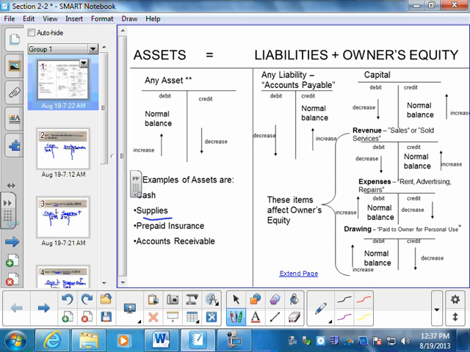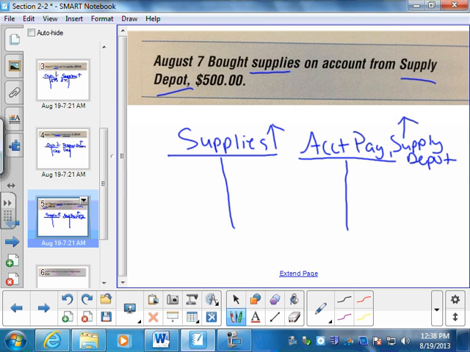So we got some supplies. It's an asset. And our supplies went up, so we want to debit supplies. We also have a liability, an account payable. Now our account payable went up, and so in order for it to go up, we credit it. So we're going to debit supplies and credit our account payable. So we're going to go back down here. We're going to debit supplies, 500, and we're going to credit account payable, 500. And let's see, we are now on page 36.